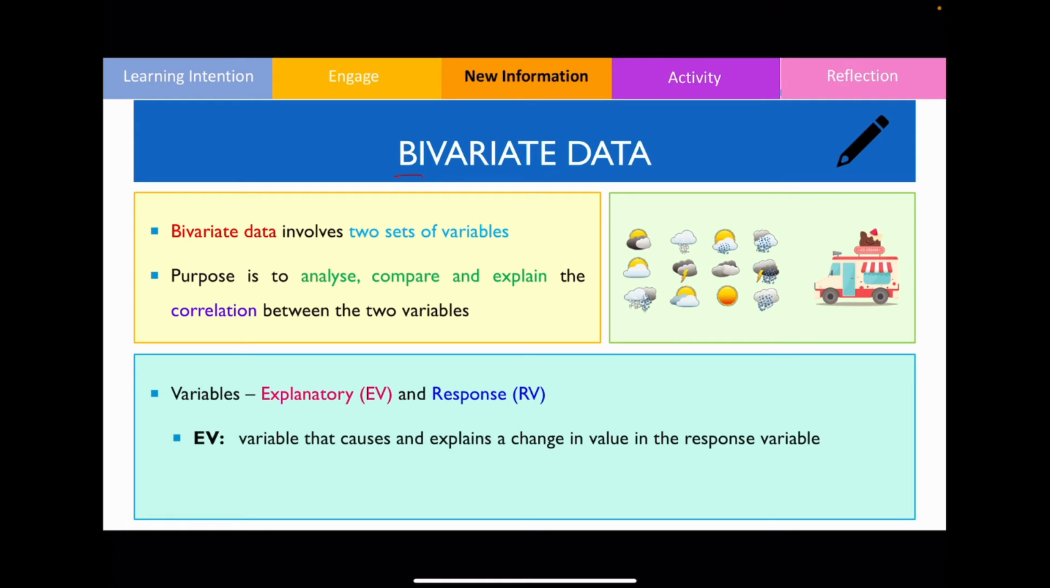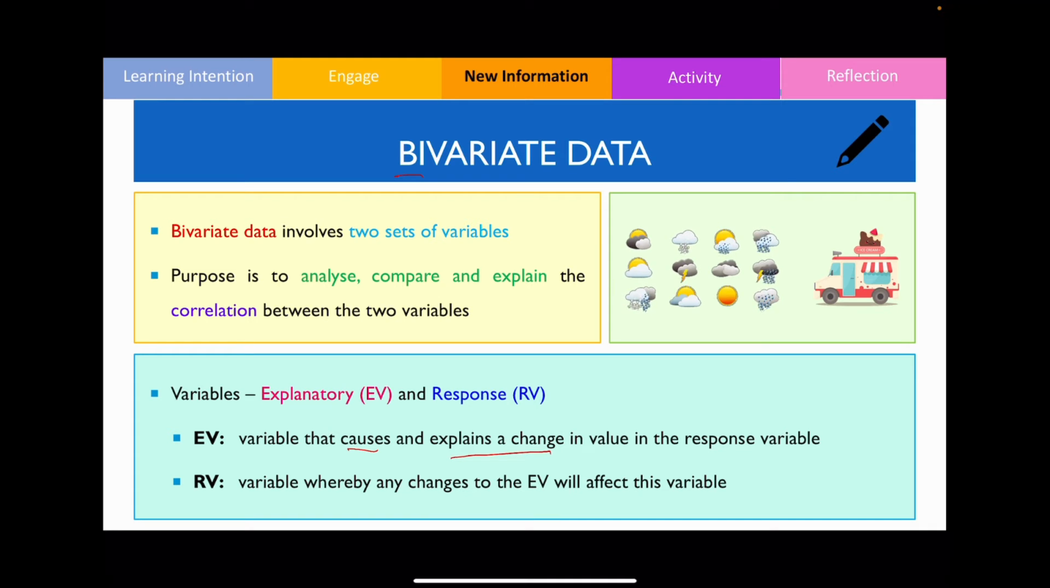We define the explanatory variable as the variable that causes and explains a change in value in the other variable. The response variable is defined as the variable whereby any changes you make to the other variable will ultimately affect this particular variable. So I'm going to use an example because obviously this definition might be a bit hard for you to understand.